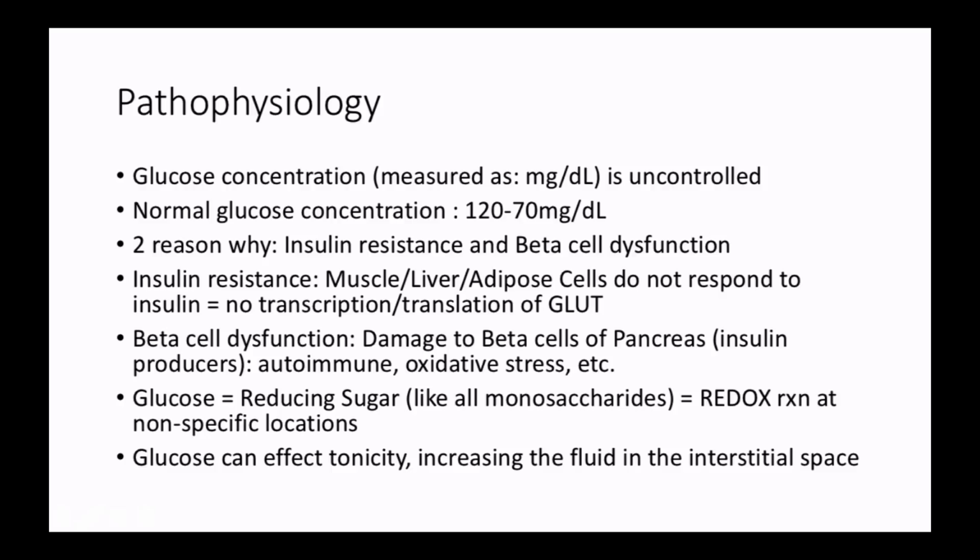For glucose, though, what's interesting to me is that in the free form, just the regular glucose, not the phosphorylated form, it's a reducing sugar, just like all monosaccharides. And what reducing sugars do really well is they do redox reactions. So, pick up a piece of paper, put a lighter underneath it, burn that piece of paper. That's basically what glucose does inside of your cell. It undergoes a redox reaction. And the problem is when you have a lot of this stuff going around, it's going to start doing redox reactions at really non-specific locations, okay?